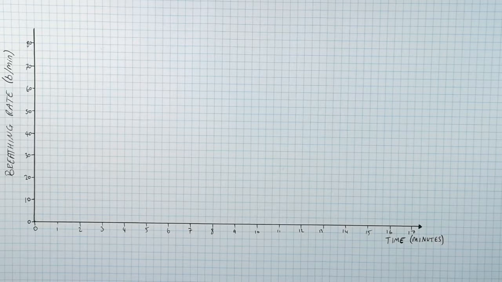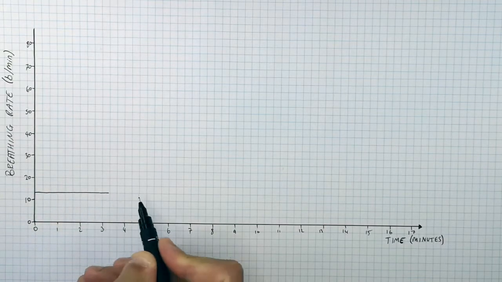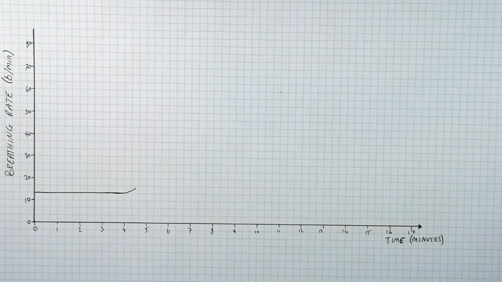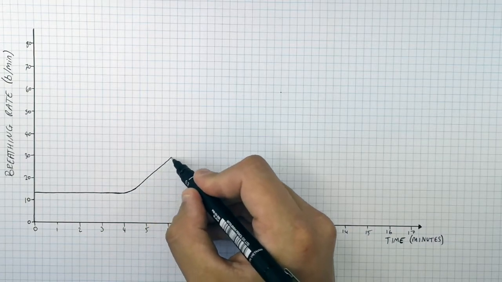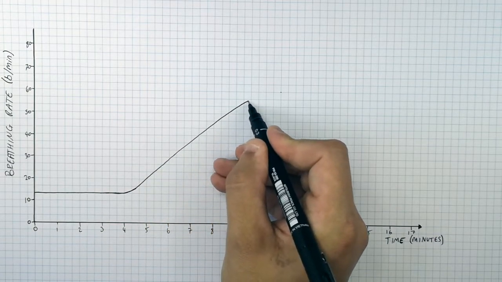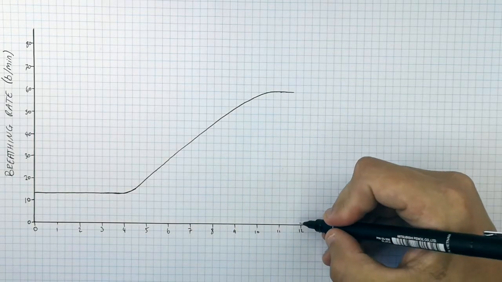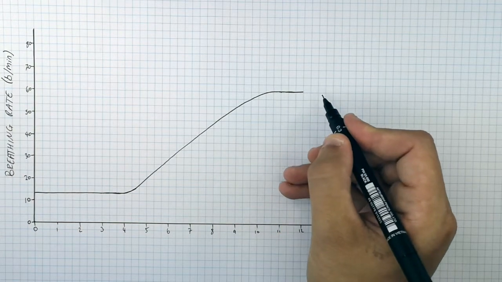This graph shows breathing rate along the y-axis, which is in breaths per minute, and time along the x-axis, which is in minutes. So the line that I'm drawing here is someone's breathing rate at rest. Their breathing rate is 13 breaths per minute. And at 4 minutes, their breathing rate begins to increase. And their breathing rate increases steadily to 60 breaths per minute, where the breathing rate then no longer increases and the line plateaus, it levels out.